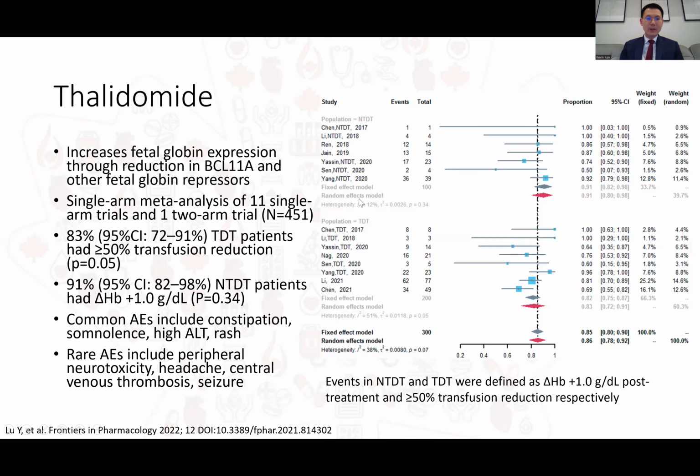Next, we'll talk about thalidomide. Thalidomide is thought to increase fetal globin expression through a reduction in BCL11A and other fetal globin repressors.